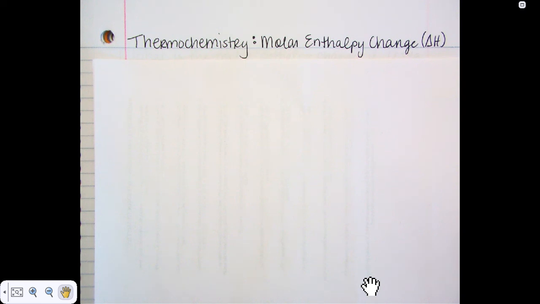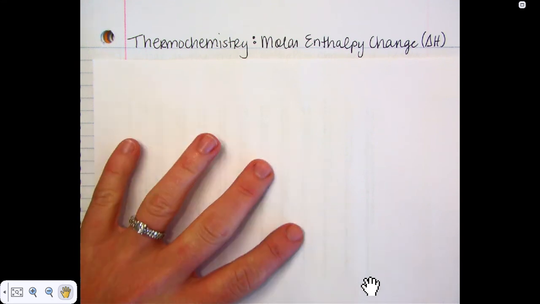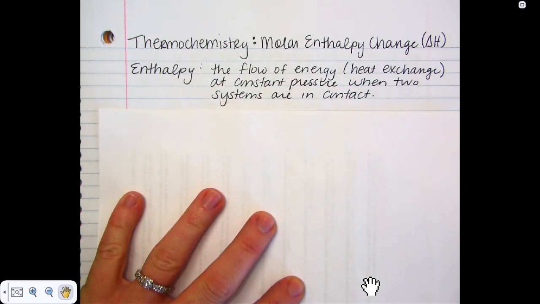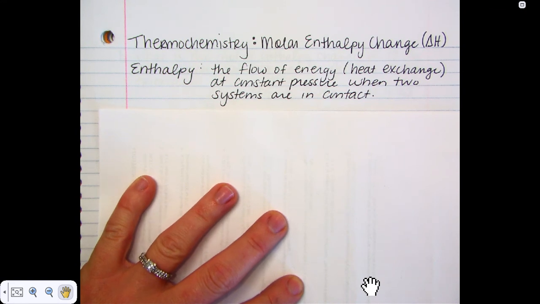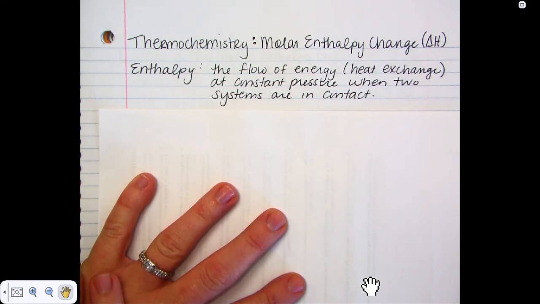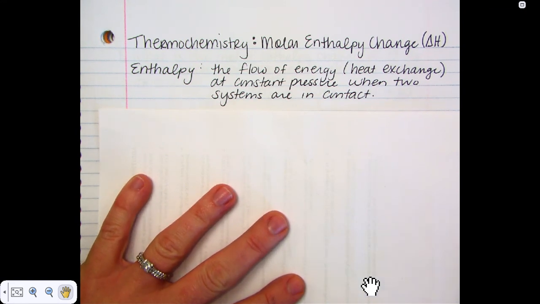Okay, so in our sequence of videos on thermochemistry, the next one we're going to go over is molar enthalpy change. Enthalpy is represented by the variable H, and then of course the triangle there representing delta, it signifies change. So enthalpy is the flow of energy or exchange of heat at constant pressure when two systems are in contact. So it's the transfer of energy from one thing to another.